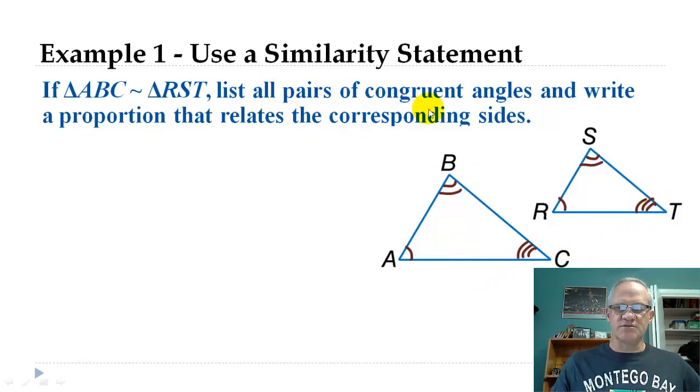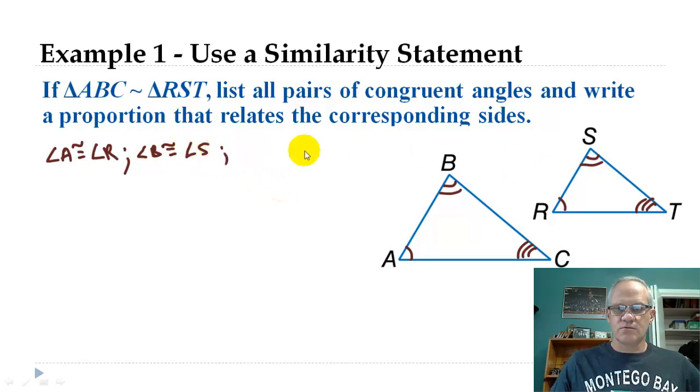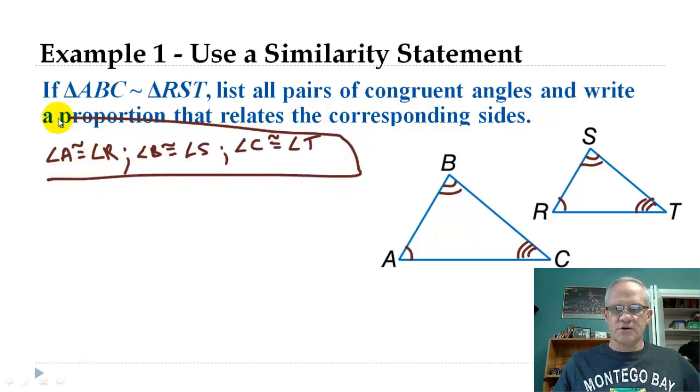Well, let's write out. It says list the pairs of congruent angles. Well, we know exactly what they are. We know that angle A is congruent to angle R. What else do we know? We know that angle B is congruent to angle S. And we know that angle C is congruent to angle T. So we know that all those angles are congruent.